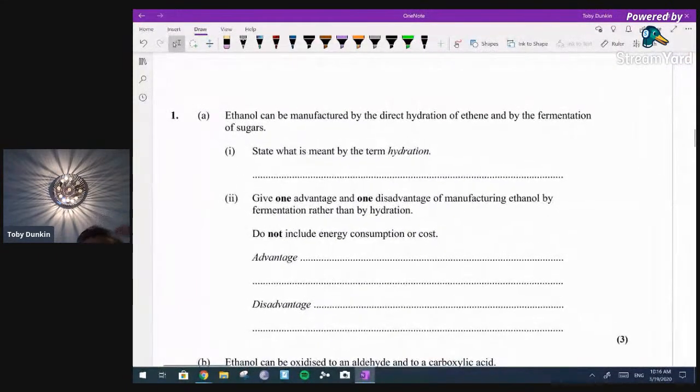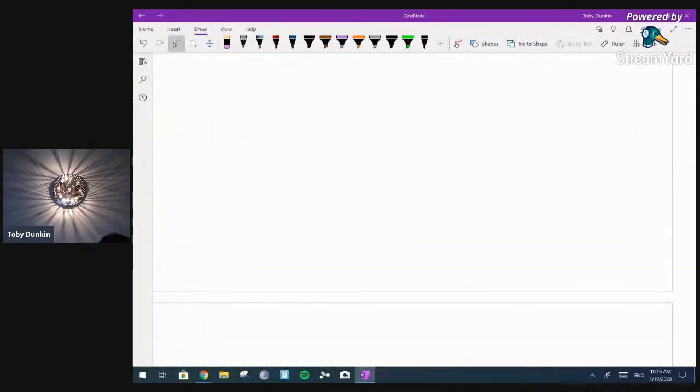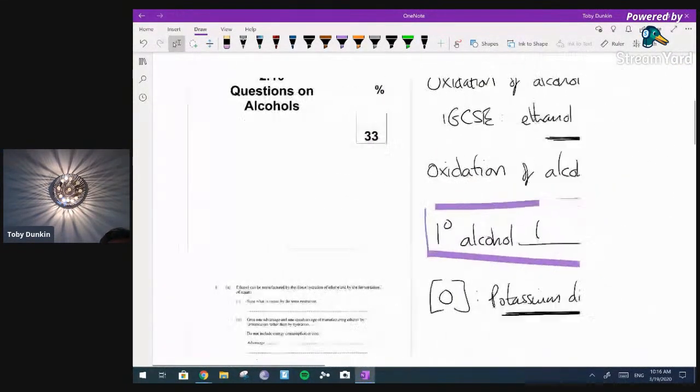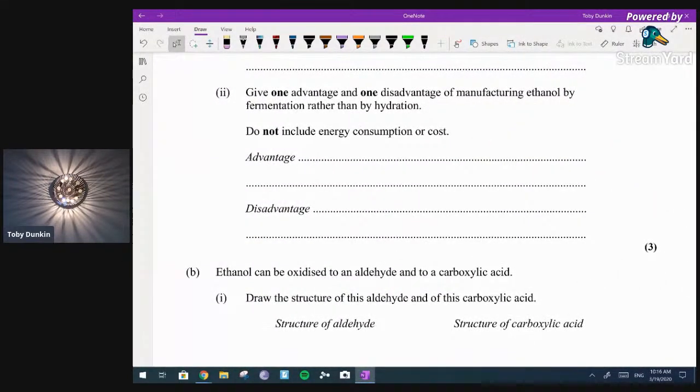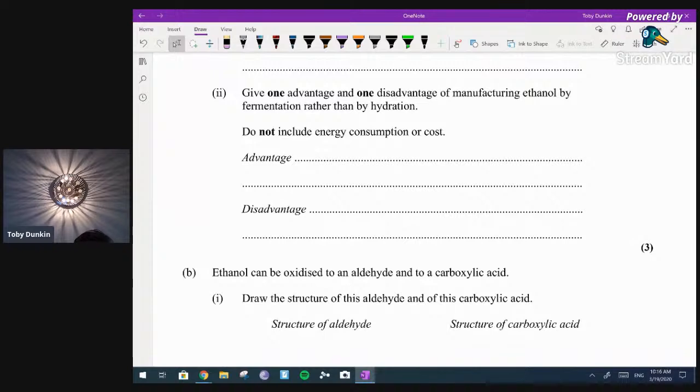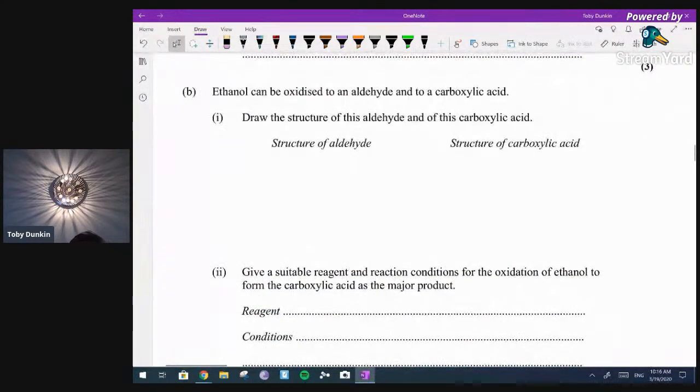So these are just questions in terms of alcohols. We haven't got onto fermentation just yet. But what I want to do is focus on this idea of looking at the structures and how these oxidation reactions appear in questions. So ethanol can be oxidized to an aldehyde or a carboxylic acid. Draw the structure of the aldehyde and carboxylic acid.